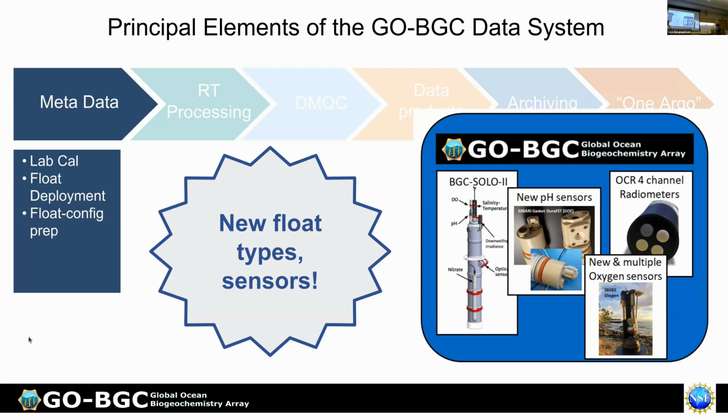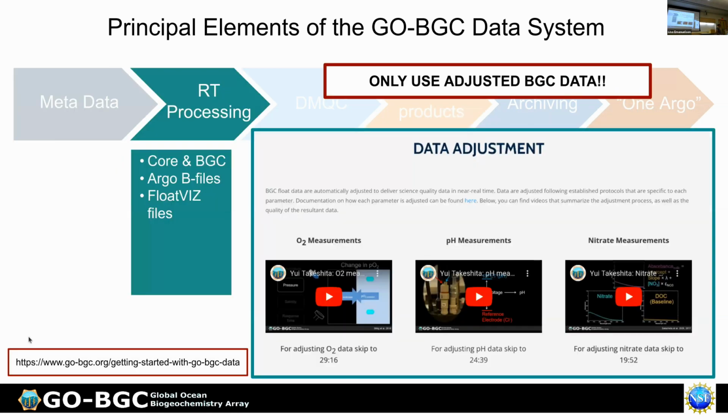Metadata is an important part of our data system. It's the calibration files, the float deployment files, all that stuff. For a data user, this stuff all happens on the back end, so you really don't need to know much about that. But in terms of the data system, we have recently worked on incorporating all these new float types and sensors that you mentioned.